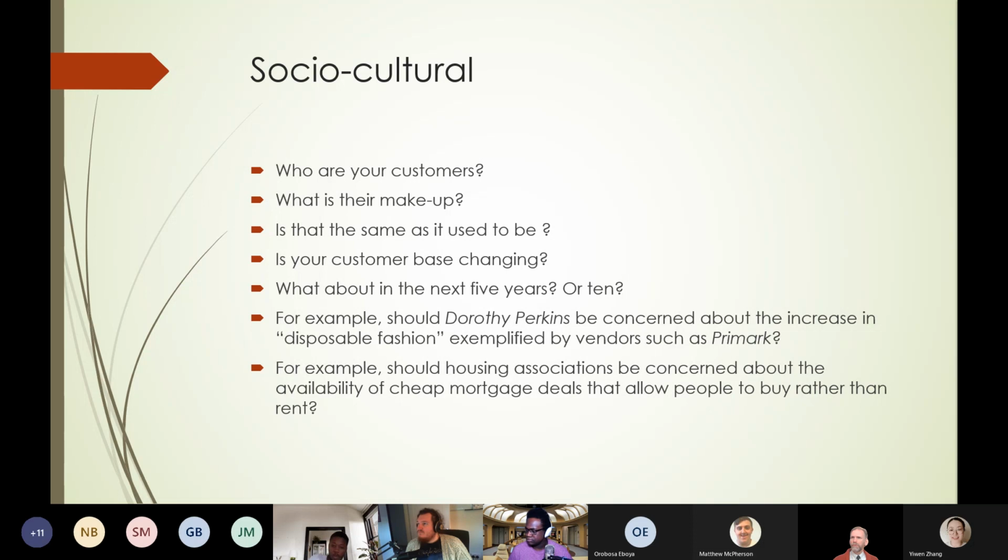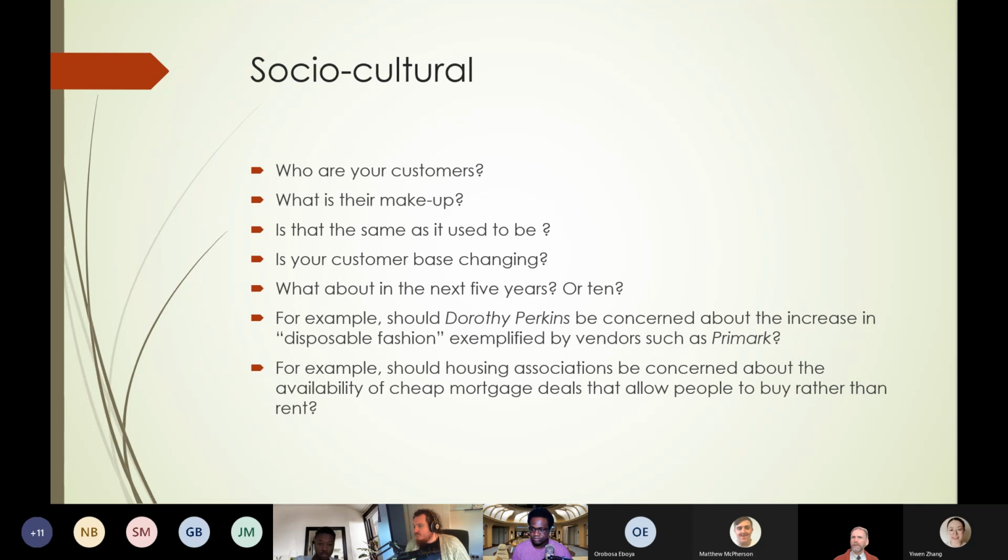Ten years ago, you couldn't walk down the high street without seeing a mobile phone shop every third or fourth shop. How many of them are there anymore? Twenty years ago, you couldn't walk down a high street without seeing 10 or 12 shoe shops. Where are they all?